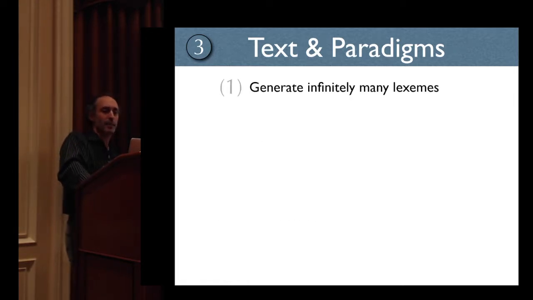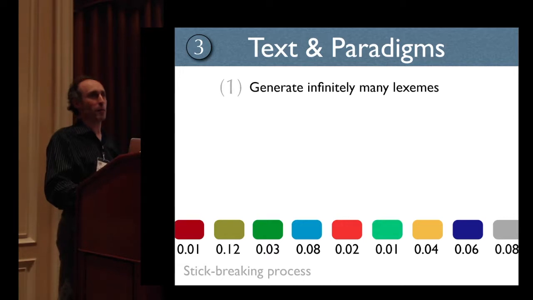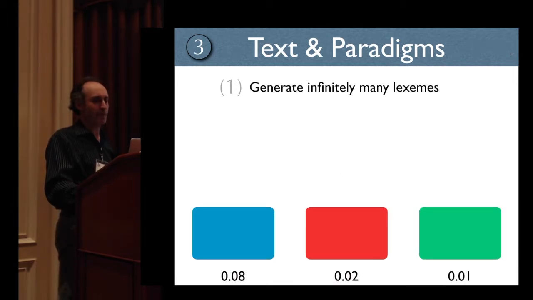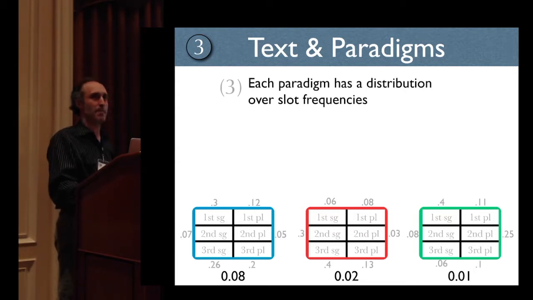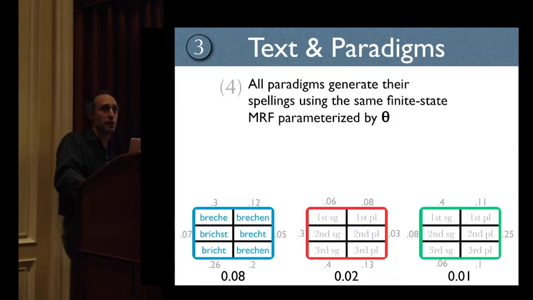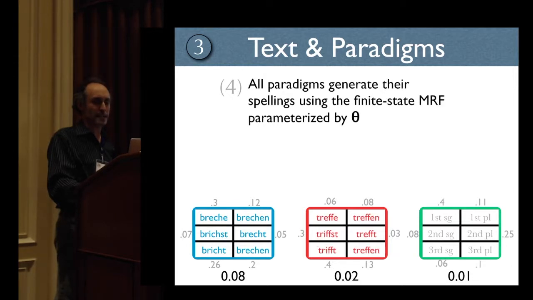So we start out by generating our infinitely many lexemes, which are just abstract things. We use something called a stick-breaking process to get a distribution over a potentially infinite vocabulary. We'll only see a finite portion of it. And then each of these lexemes is going to have to populate its paradigm. It's going to need a distribution over the different forms in that paradigm, first, second, third person, singular, plural. It's got to choose jointly a bunch of forms that fit well together. And the distribution it uses for that is the graphical model that I just showed you. Okay, so it's parameterized by some parameters theta.